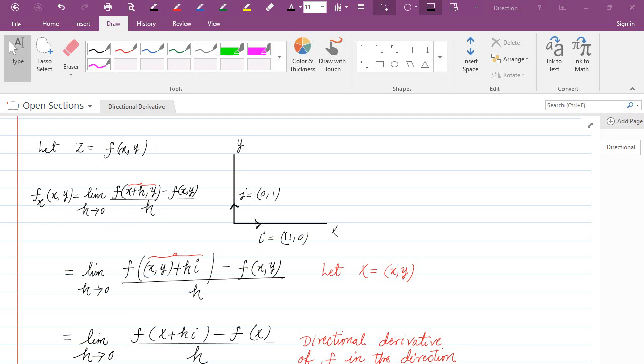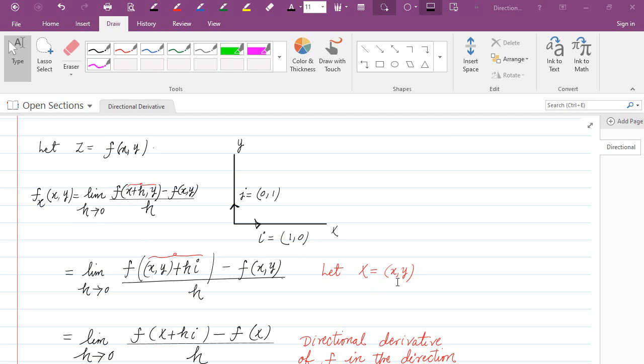i is the basis vector (1, 0). So notice that h times i is (h, 0). When you add that to (x, y), you get exactly (x plus h, y). So we can rewrite this limit in this way.